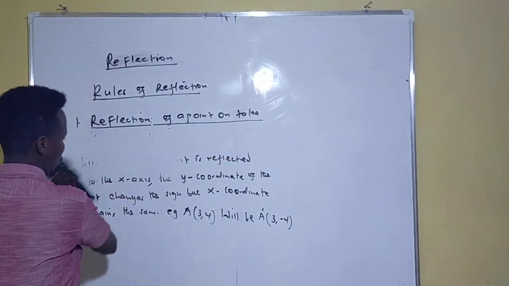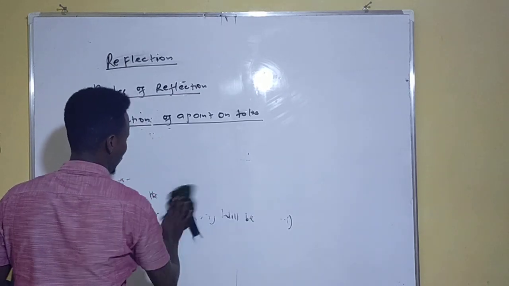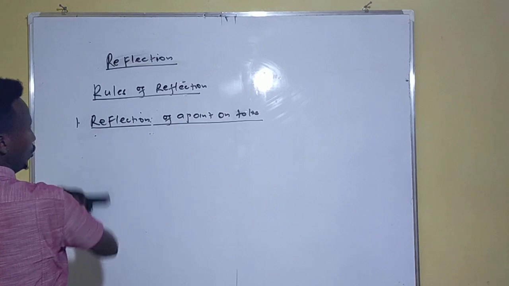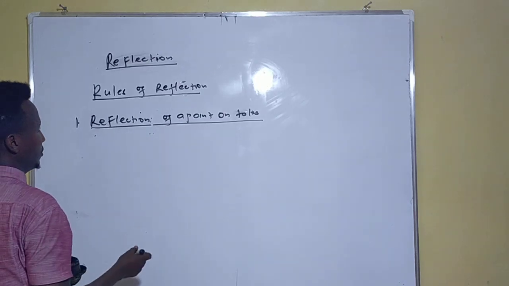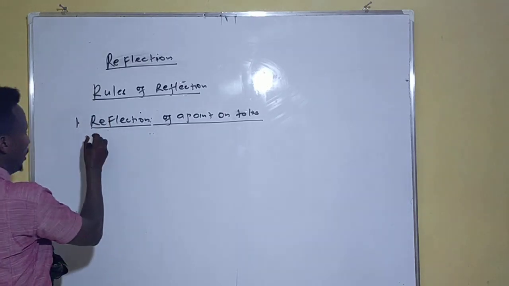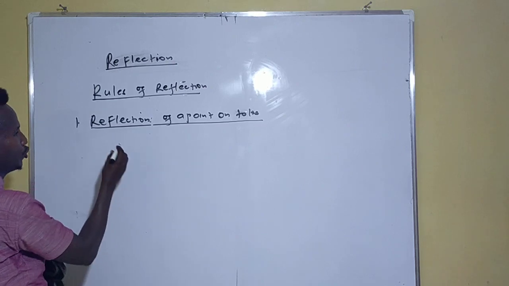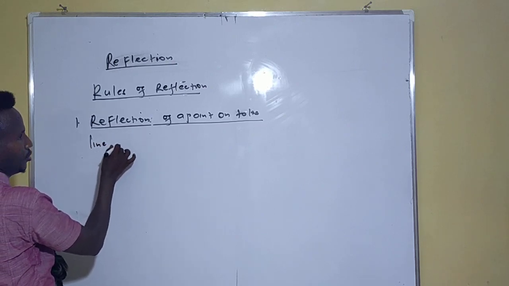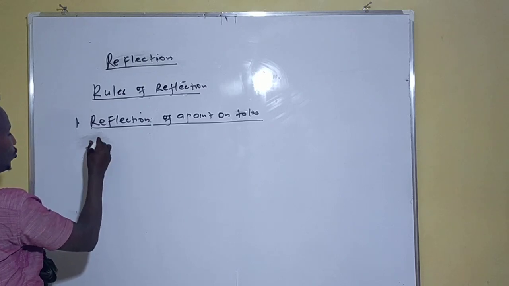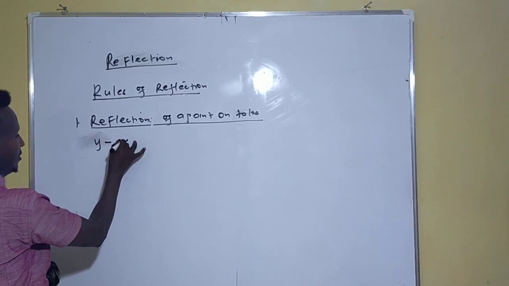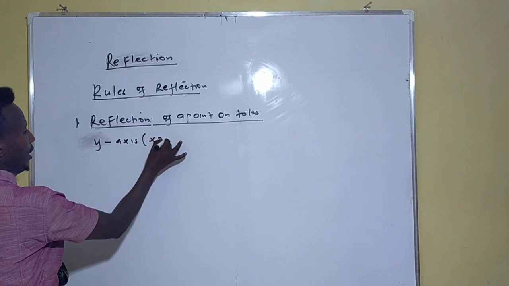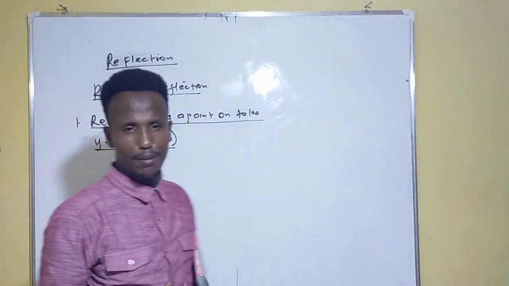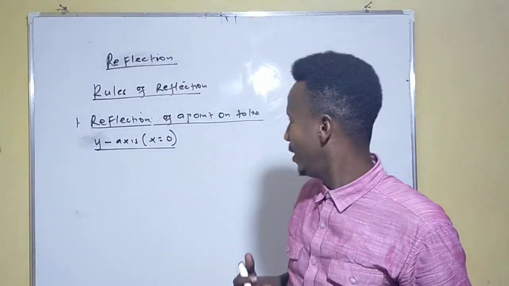Rule number 2 is what you're going to see. Rule number 2 is very, very easy. Let's say it is reflection of a point onto the y-axis. The line y-axis is also called what? X is equal to 0. That's rule number 2, yeah?